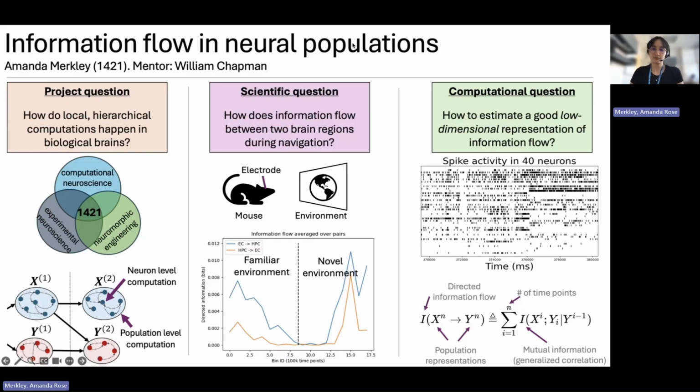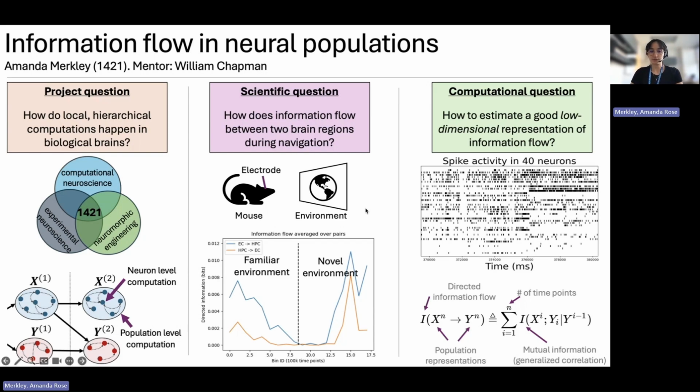So the scientific question that I set out to answer in this project is how does information flow between two brain regions during navigation? And for this particular data set, there was a mouse navigating an environment that was either familiar to it or novel to it. And during this time, we're getting simultaneous recordings from multiple neurons in two brain regions.